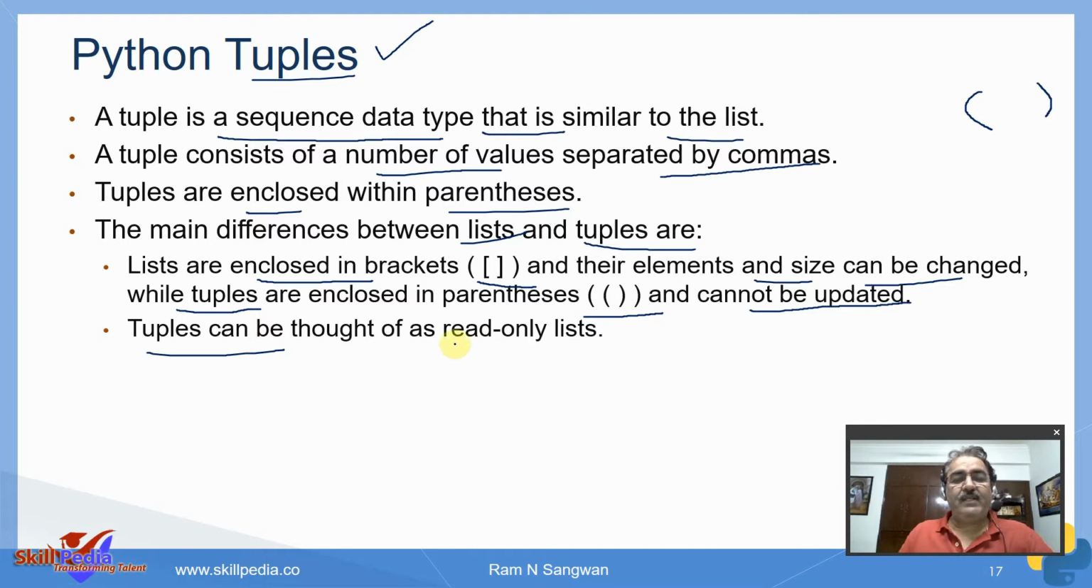Tuples can be thought of as read-only lists. The list elements cannot be updated, cannot be changed. So a tuple is a kind of constant, similar to a list, which cannot be updated.